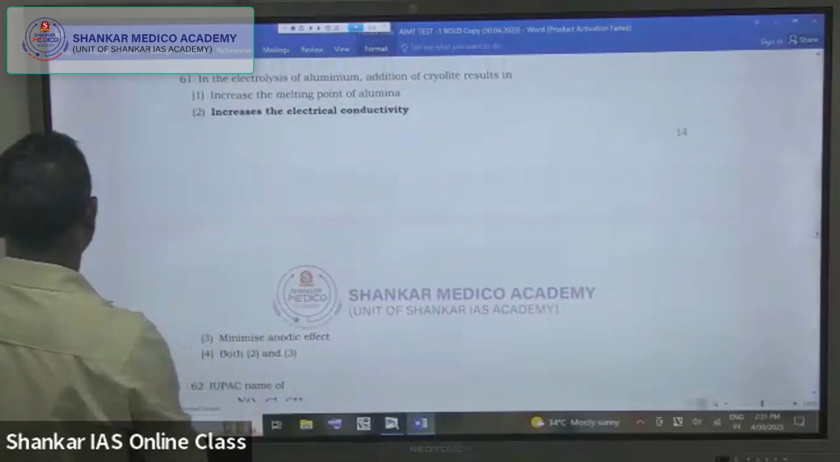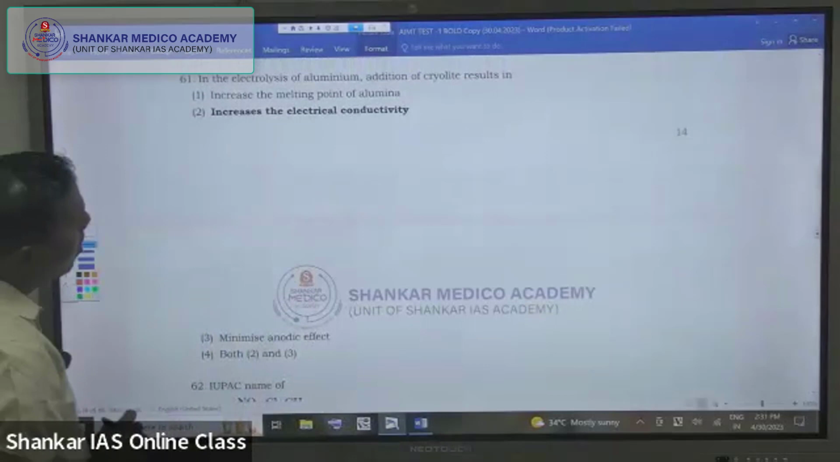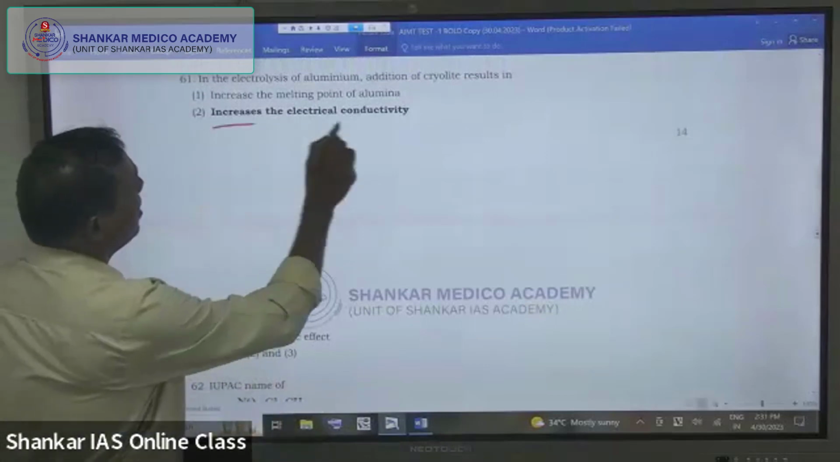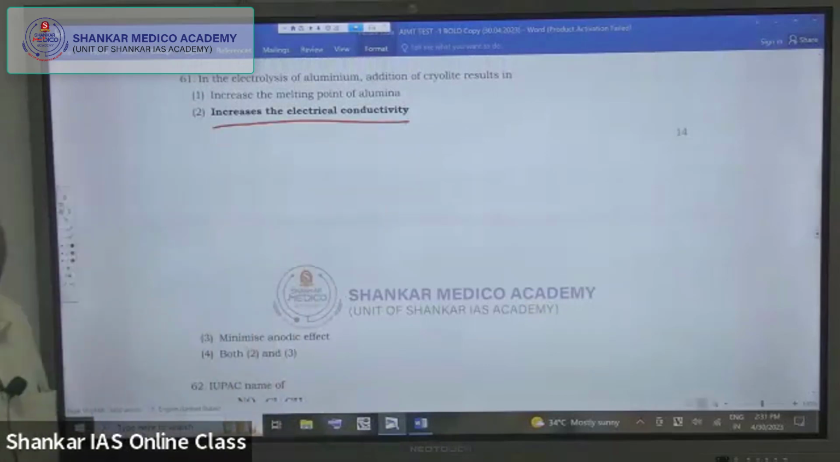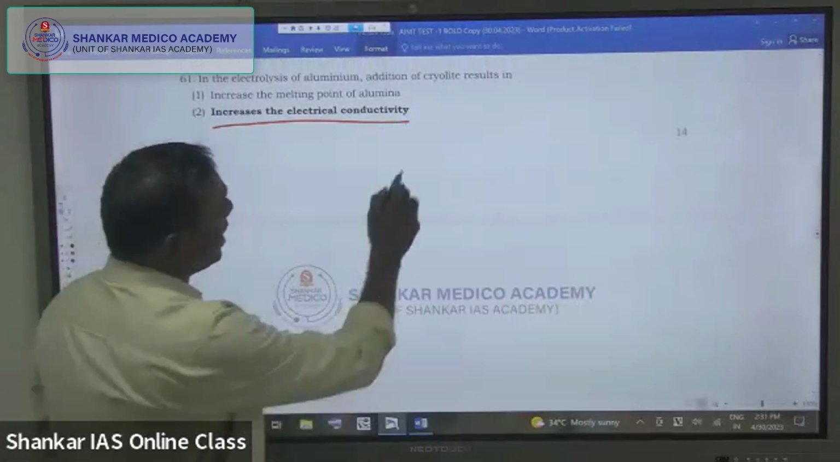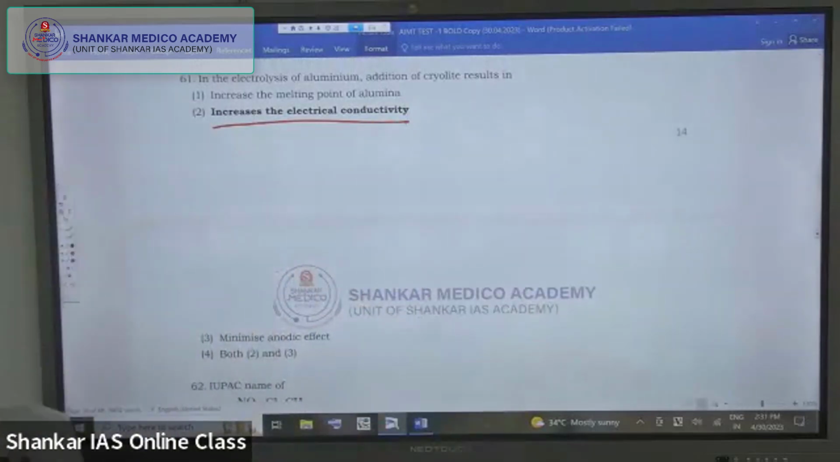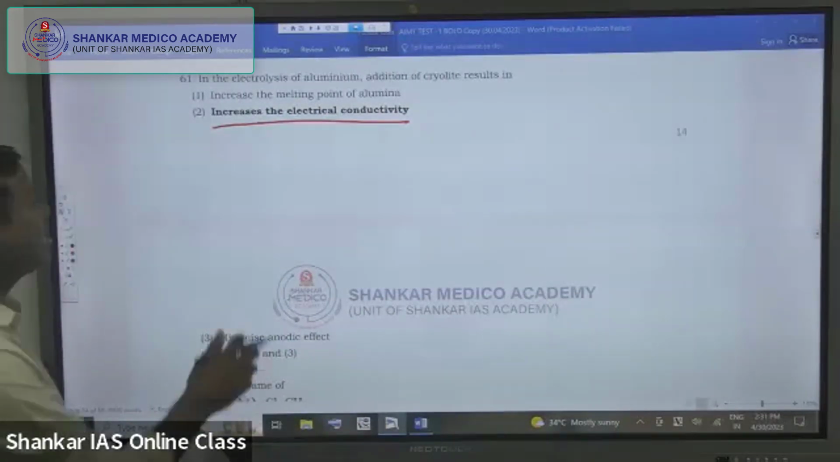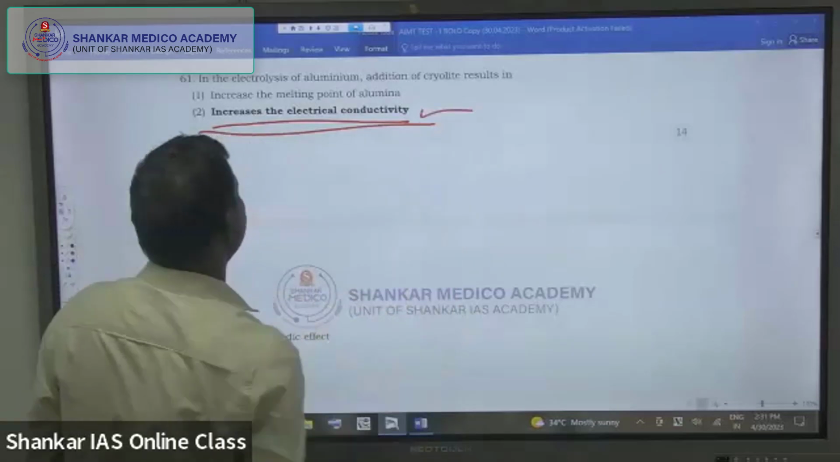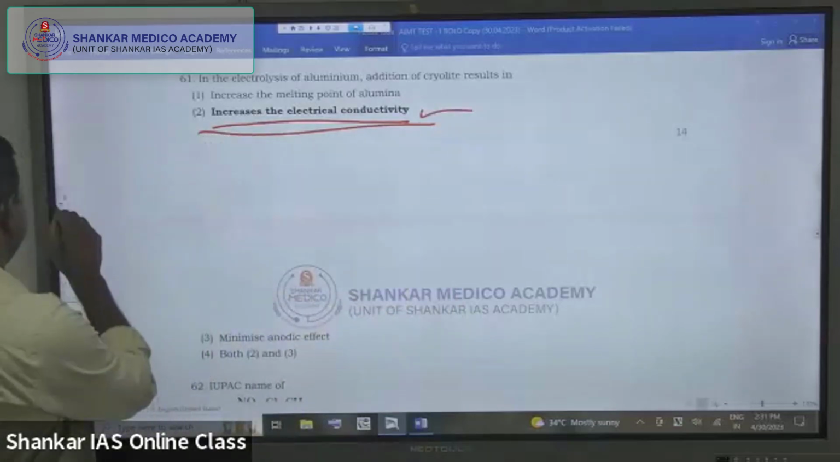And the electrolysis of aluminum, generally, we use cryolite, Na3AlF6, to increase the electrical conductivity, to increase the mobility of ions. We are extracting aluminum from alumina, that is Al2O3. So that just increases the mobility for conduction purposes only. That is the answer.